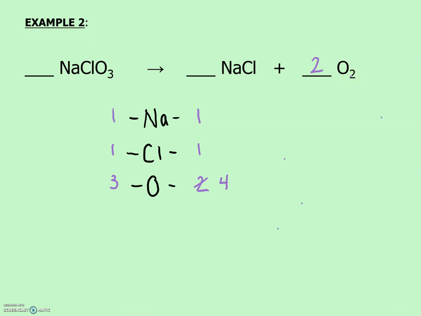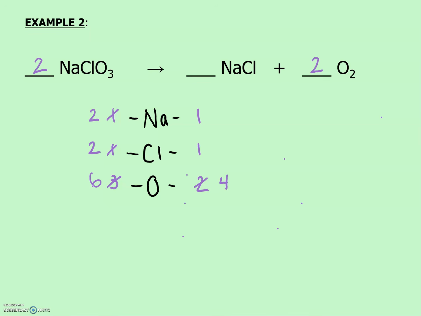But then we see that we have to adjust the right side because the oxygen over here now needs to increase. So let's up this to a 2. But when we put a coefficient in front of this whole formula here, everything is impacted. So instead of 1 sodium, we now have 2. Instead of 1 chlorine, we now have 2. And 2 times 3 gives us 6 atoms of oxygen.